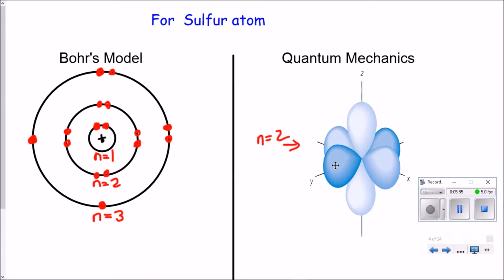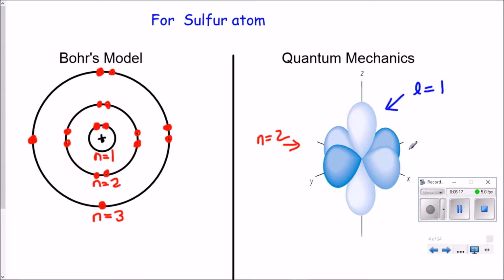Now each one is just slightly larger than the previous s orbital, so it's still considered to be in the second energy level, but it has slightly higher energy. We assign this a secondary quantum number L equals 1. Recall that the s was L equals 0, so the p orbital is L equals 1.